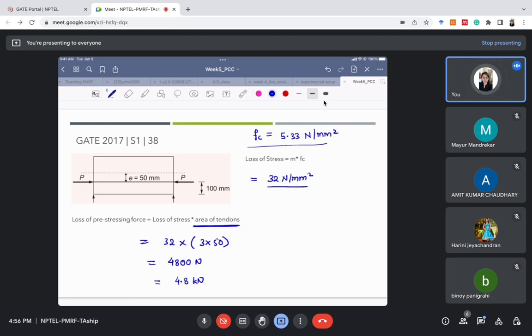Since we need to calculate the loss of force in tendons, that is why we multiplied the loss of stress by the area of tendons. If we needed to find the stress loss in concrete, in some other context, then we would multiply the loss of stress in concrete by the area of concrete, right? Or some other material. Here the loss happens in the tendons, therefore we multiplied by their area. Okay, any other doubts?